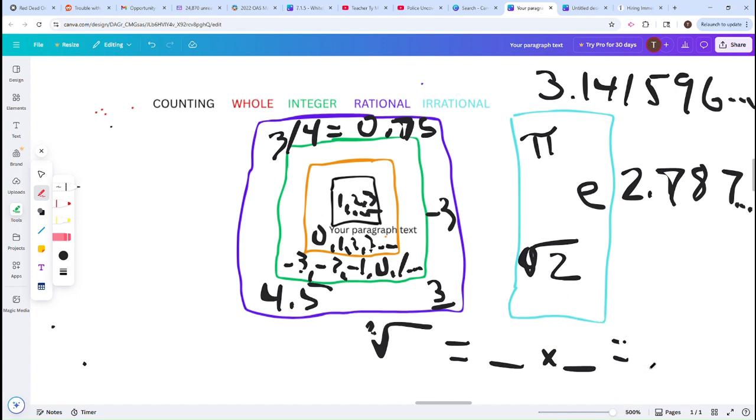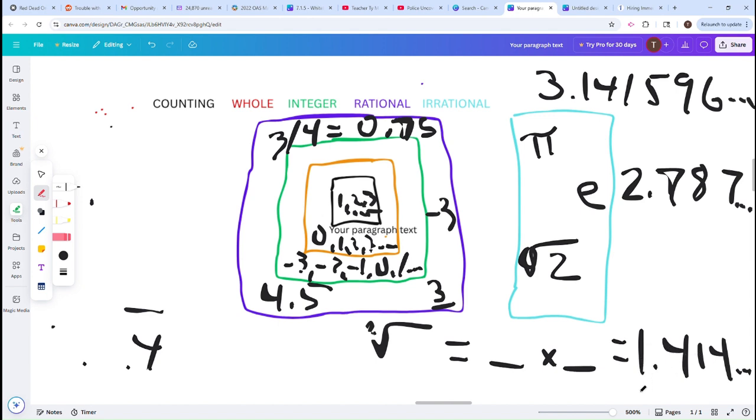So the square root of 2 breaks down to 1.414, blah, blah, blah. These are decimals that do not repeat, like 0.444444444, remember that? These are decimals that do not repeat, and they do not end. I was trying to draw a decimal. They do not repeat, and they do not end.